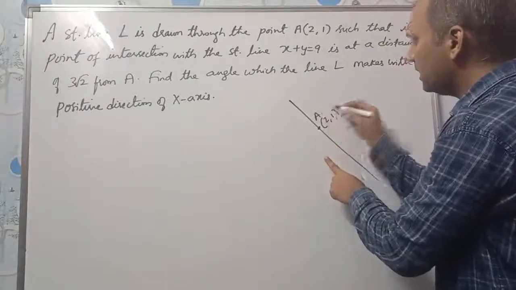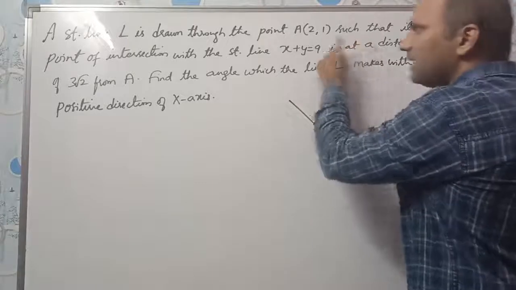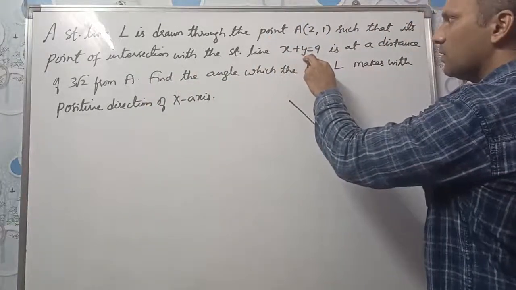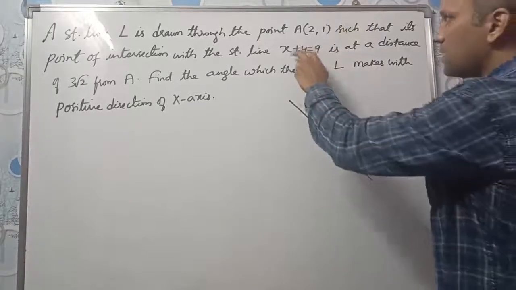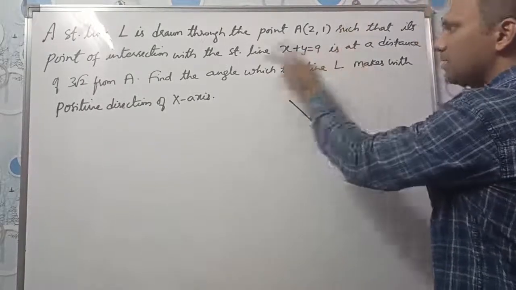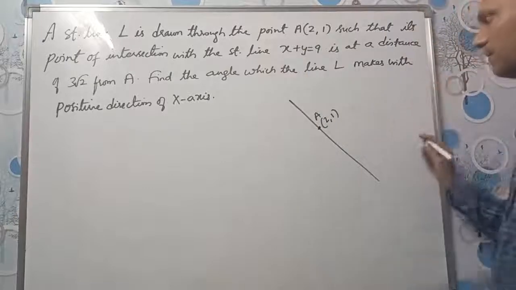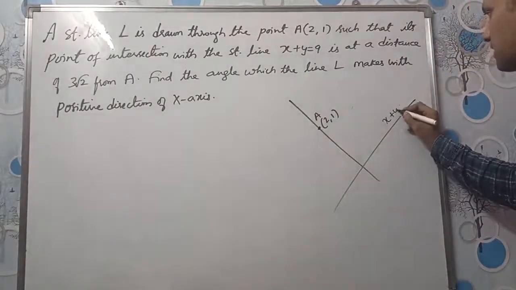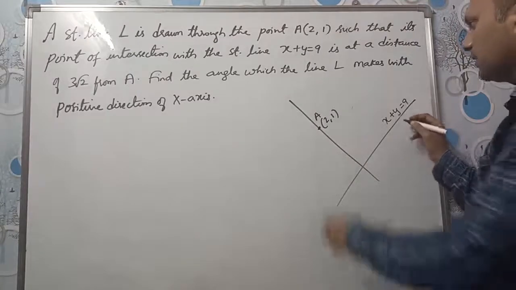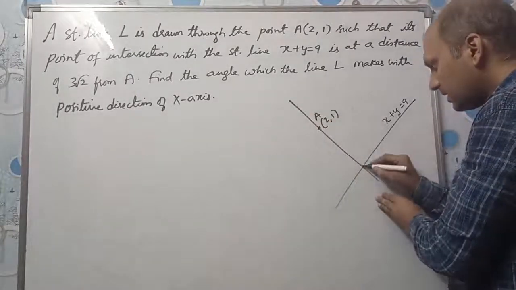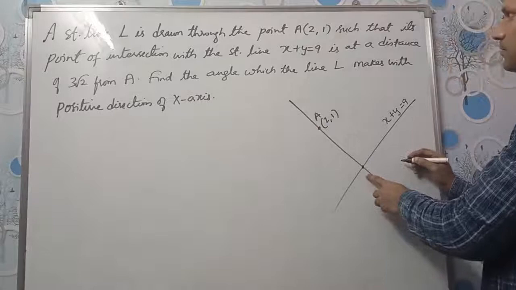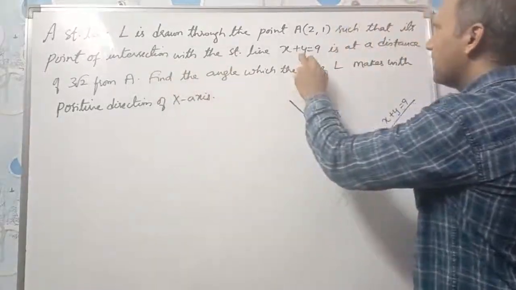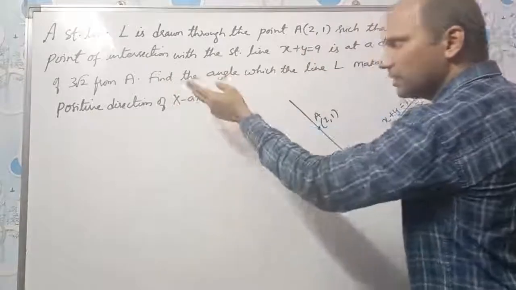This point is A (2, 1), such that its point of intersection with the straight line x plus y is equal to 9 is at a distance of 3 root 2 from A. See, there is one more straight line. What is the equation of this straight line? x plus y is equal to 9. This straight line is intersecting at some point here, such that the point of intersection of this straight line is at a distance of 3 root 2.